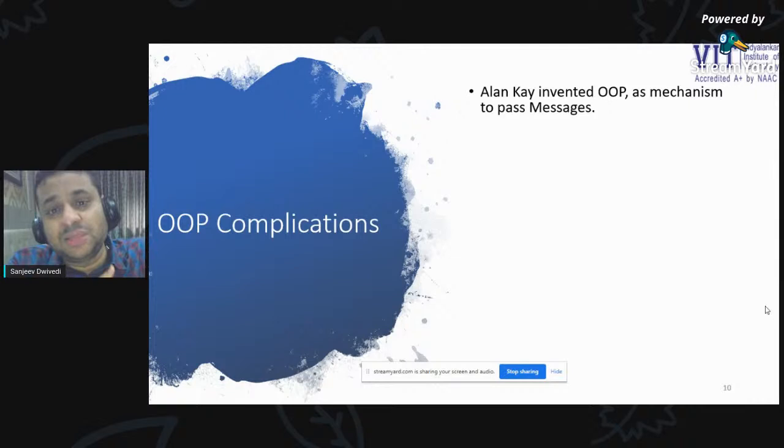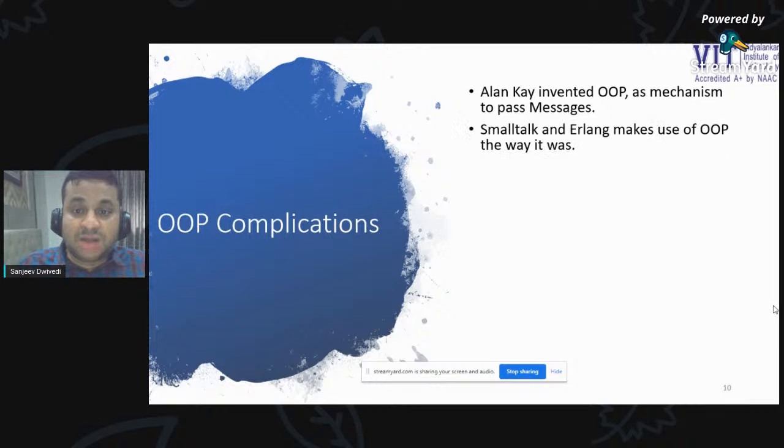Alan Kay's main intention was to build interactive objects so that a message is passed without changing the state of the other object. This was the basic intention. But you know what he says? He said that Smalltalk and Erlang are the only ones actually using OOP as it was meant. He believed that objects were only meant for messaging, and the state of an object was never meant to be shared.